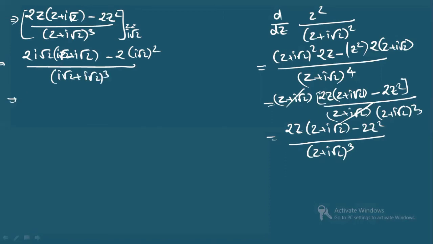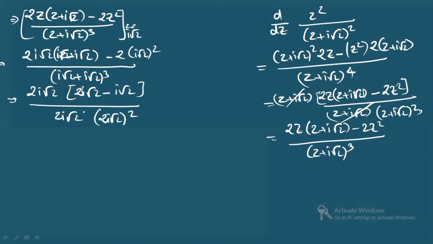So finally, if I take 2i root 2 common from the numerator, here I will get i root 2 plus i root 2, 2i root 2, minus. And here I will get just i root 2. Yes or no? In the denominator, it's 2i root 2 whole cube. Yes or no? So it's 2i root 2 once here, and here 2i root 2 whole square.